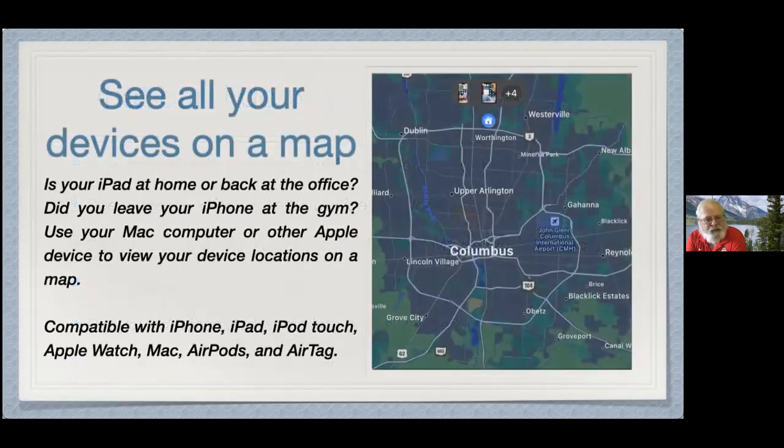So here's a map of Columbus. I live on the north side. That blue circle is about where I live. It shows a picture of a couple of things and has +4. So all of my devices are located here at home. But if I'd left my phone somewhere, that would also show up on the map as a separate point. So, oops, I've got to go get it. I left it at the bank or something like that.